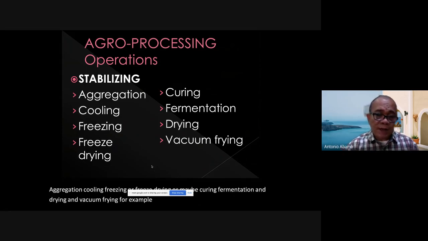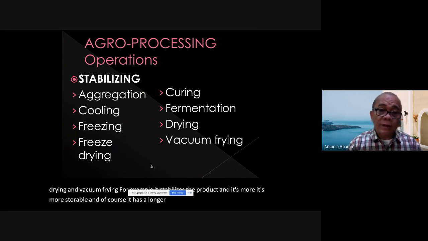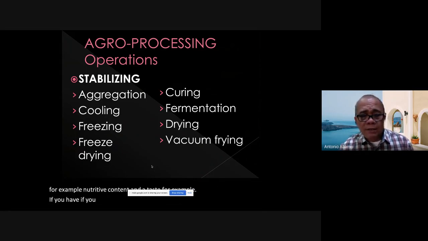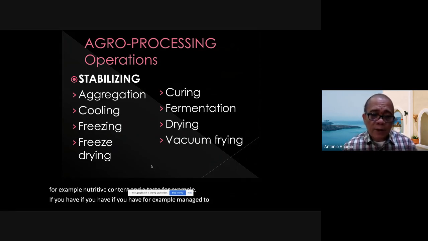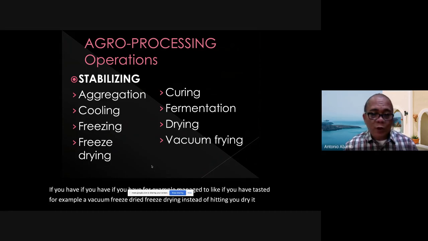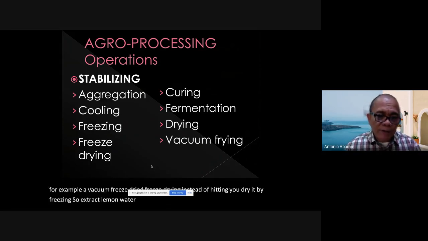It stabilizes the product, and it's more storable, and of course, it has a longer shelf life, and it also stabilizes, say, for example, the nutritive content and the taste. For example, if you have tasted a vacuum freeze drying, instead of heating, you dry it by freezing. So the water is extracted. If you have tasted a vacuum freeze dried, for example, durian.